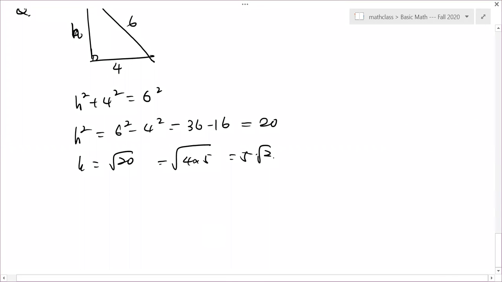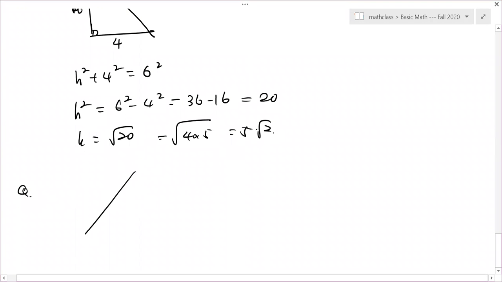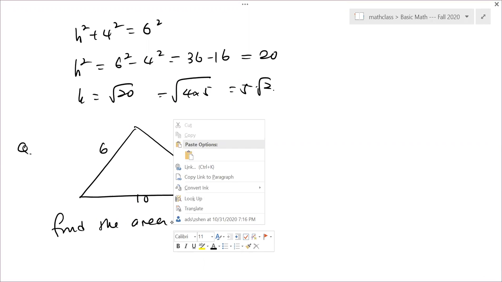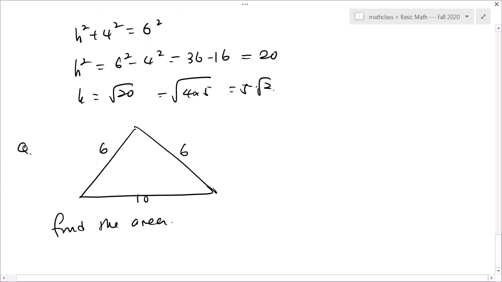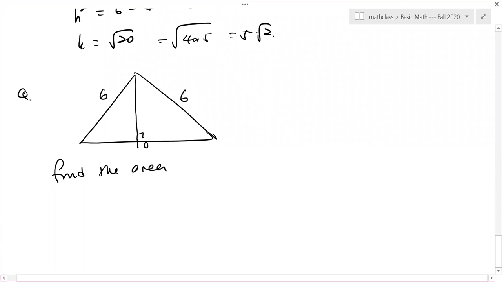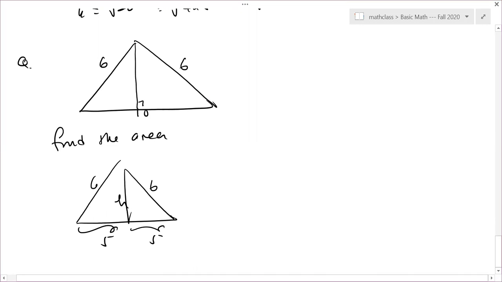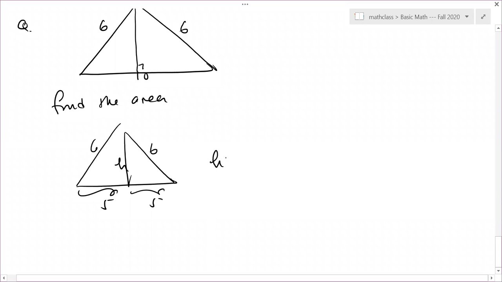All right, so this is the way to do it. Now let me make it a little bit more complicated. If I have an isosceles triangle, with sides 10 and 6, can you find the area? Now, it's an isosceles triangle, so if I draw a height, you see that this divides the triangle into 2 equal parts. So there will be 2 equal triangles here. This is 6, 6, and here's 5, and it's a 5. So you can find the h.